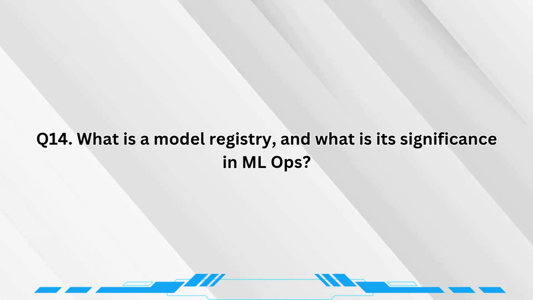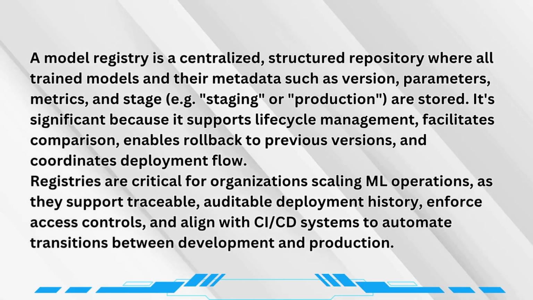What is a model registry, and what is its significance in ML Ops? A model registry is a centralized, structured repository where all trained models and their metadata, such as version, parameters, metrics, and stage, for example dev, staging, or production, are stored. It's significant because it supports lifecycle management, facilitates comparison, enables rollback to previous versions, and coordinates deployment flow. Registries are critical for organizations scaling ML operations as they support traceable, auditable deployment history, enforce access controls, and align with CI and CD systems to automate transitions between development and production.